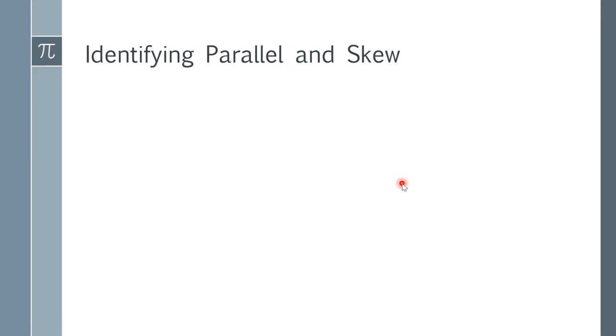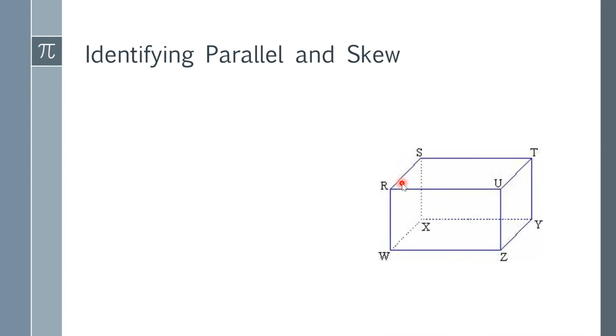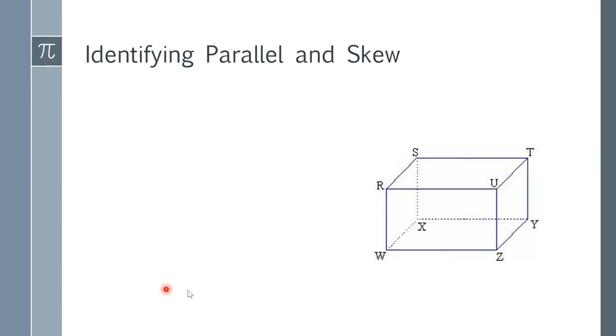So let's take a look at an example and see if we can determine some parallel and skew lines. So here is our new picture that we're going to draw here. And we want to identify lines that are parallel to ST. So right here, ST. So we're focusing on ST right here. So what lines are parallel to ST?